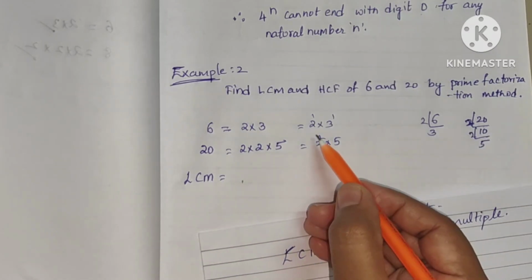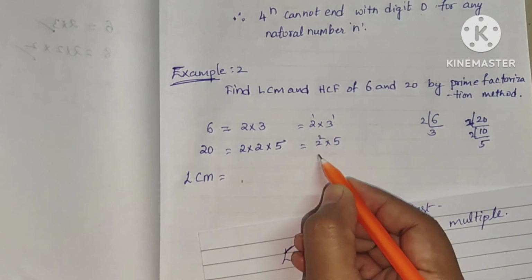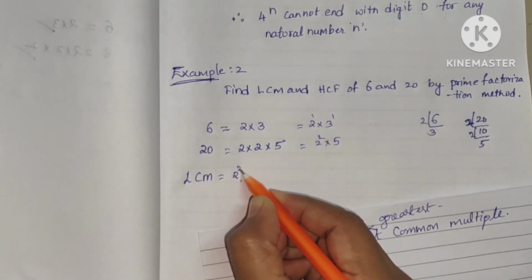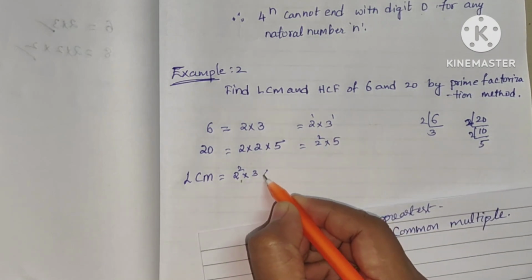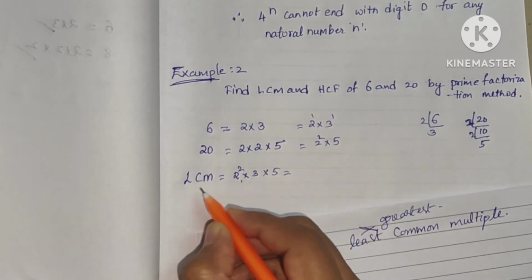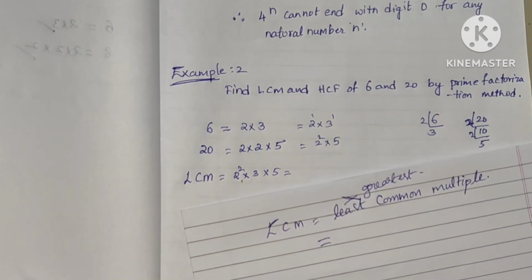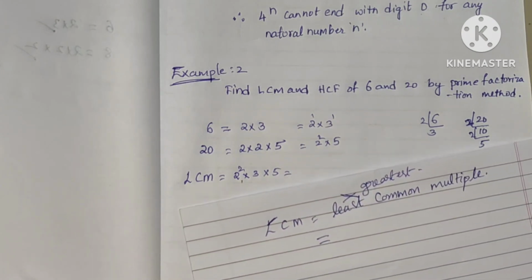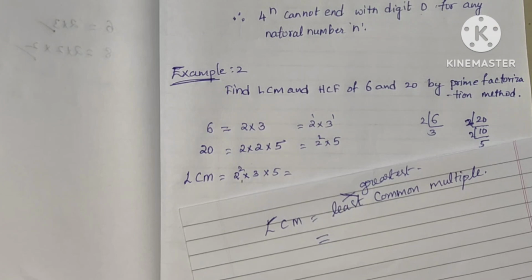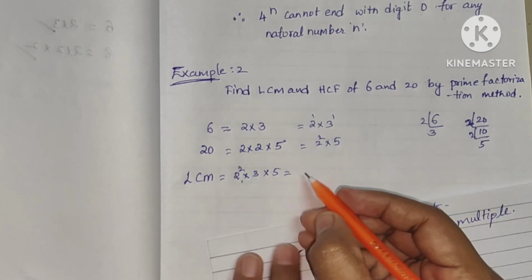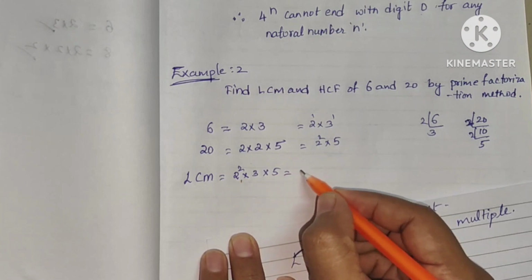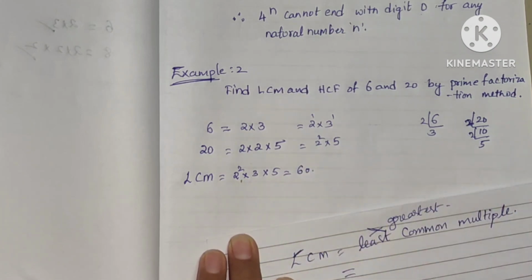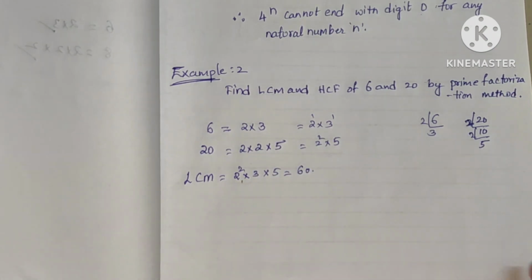Here 2, and what is the greatest power? 2 square. And 3 power 1, that is the greatest, and 5. So what is the LCM? The product of the greatest power of each prime factor involved. So 2 square is 4, 4 5s are 20, 20 3s are 60. So 60 is the LCM.